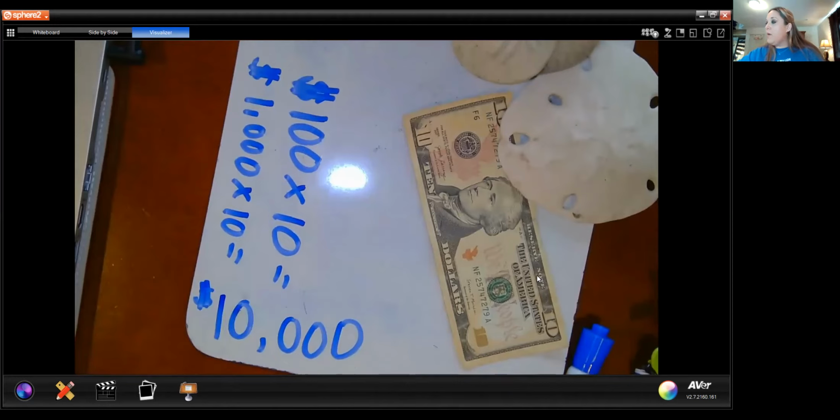What would I do with $10,000? I'd probably go out and buy a whole bunch of Legos.